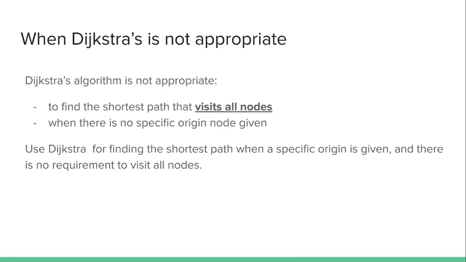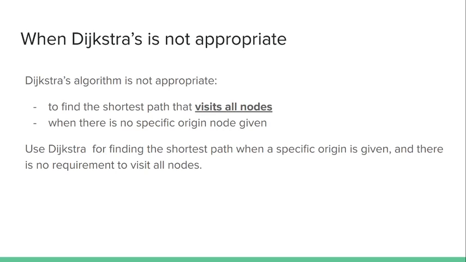Dijkstra's algorithm is very useful. It's a very popular algorithm, and it's fairly simple to apply once you understand the steps, but it's not always appropriate. It's only appropriate when there's no requirement to visit all nodes and we have an origin node. It is not appropriate if we need to find the shortest path that visits all nodes, or when no specific origin node is given. In other words, we're allowed to start our path from any node. Then finding the shortest path would require that we apply Dijkstra's to every node, and that might not be the most efficient way to do things.